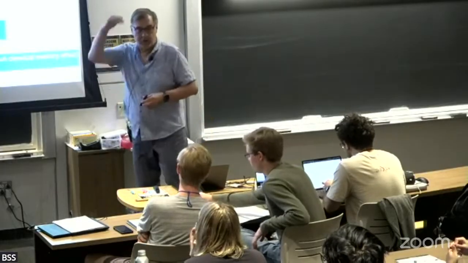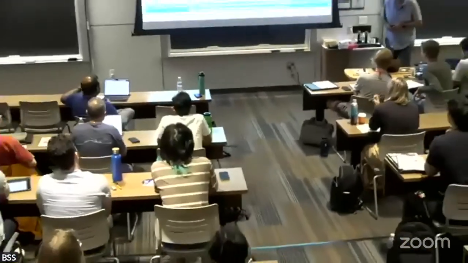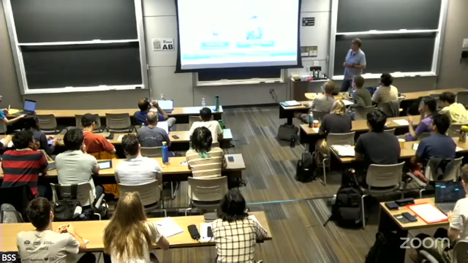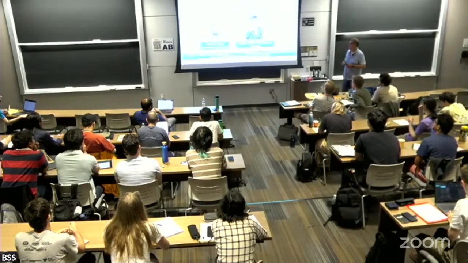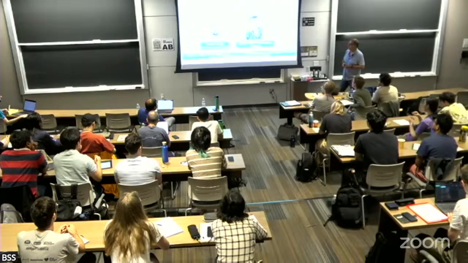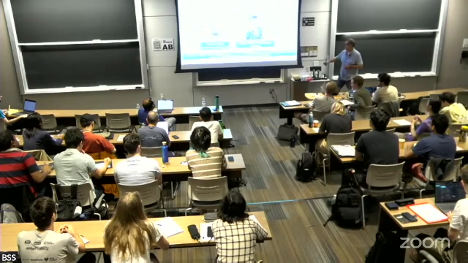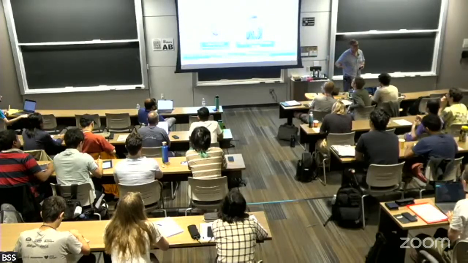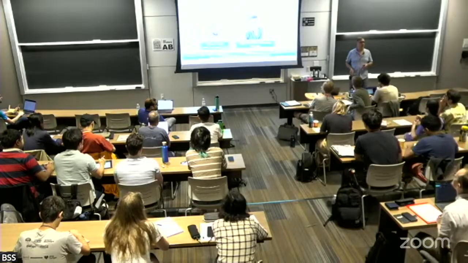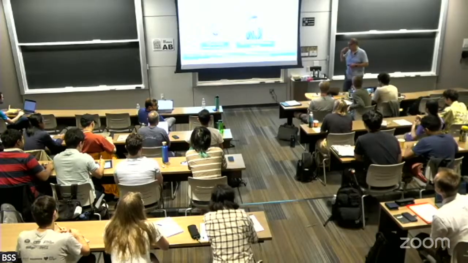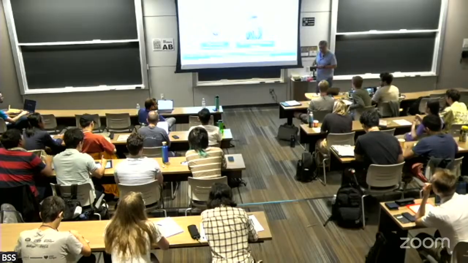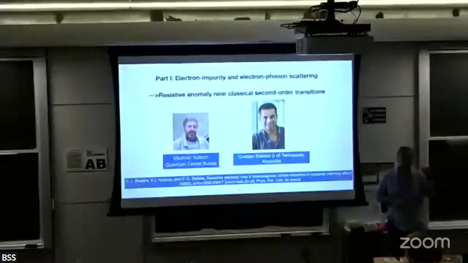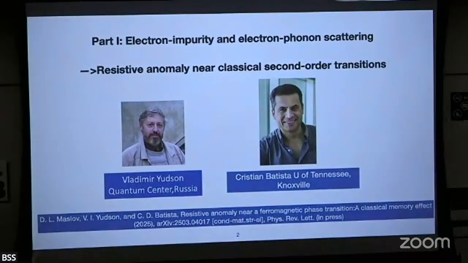The super goal that we're going to reach will be the subject of resistive anomaly near a classical second order phase transition. This is the recent work that I did with my friends Vladimir Yutson and Christian Batista, and it has just been accepted in PRL. But in order to get there, we'll have to go through the basics of electron impurity scattering primarily, and a bit of phonons. So that's my goal for the 1.5 of the 4 lectures.